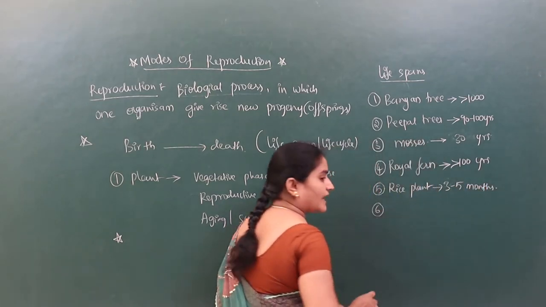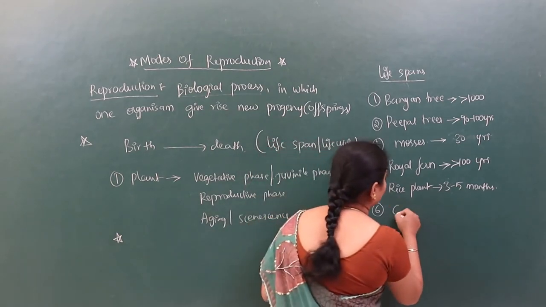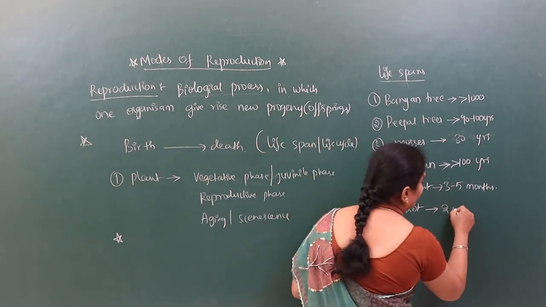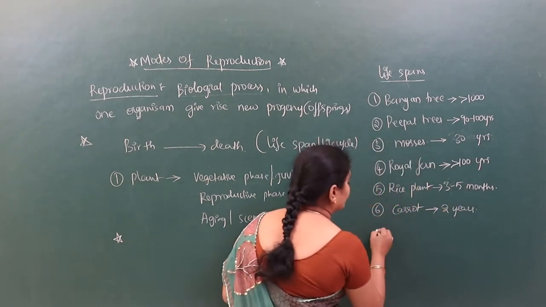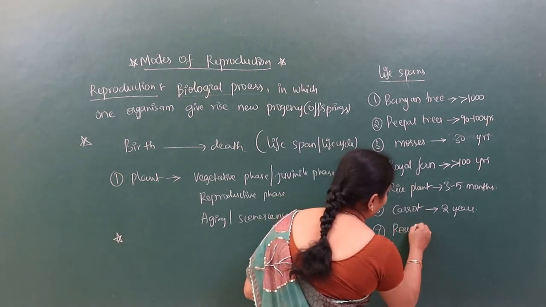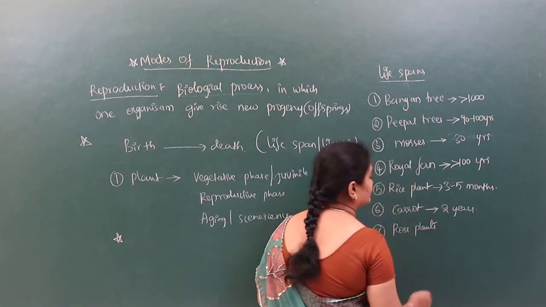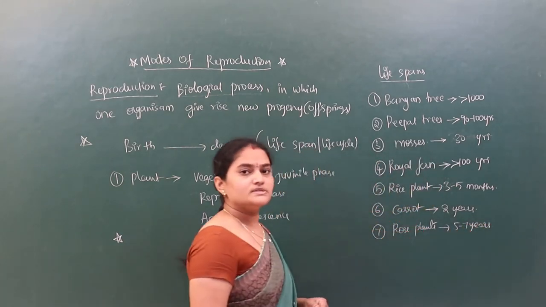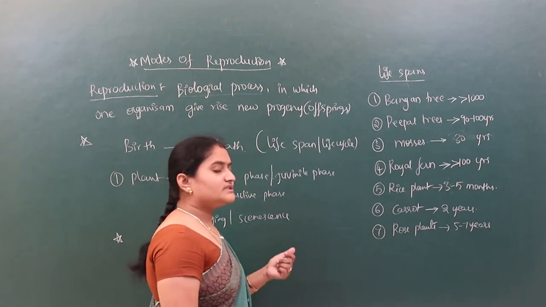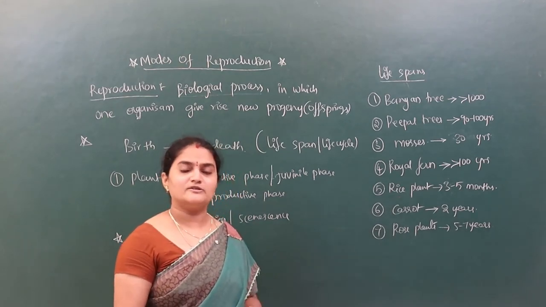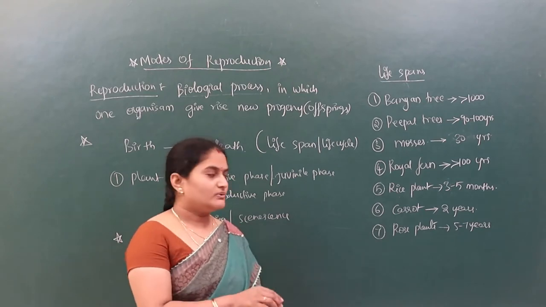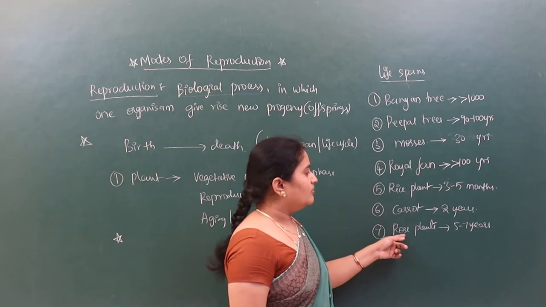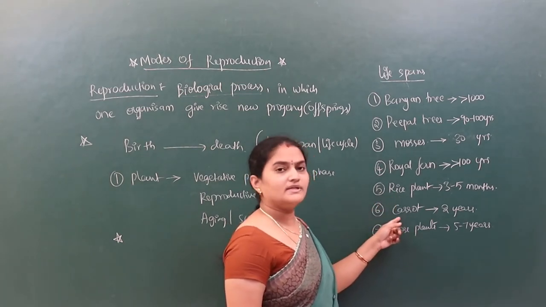And the next one is carrot. This carrot will live only about 2 years. And the next one is a rose plant. A rose plant will live for 5 to 7 years. So these are the plants, they exhibit different types of lifespan. Comparatively, the rose plant is living more than a rice plant, and more than a carrot.